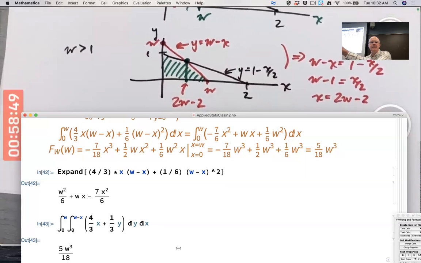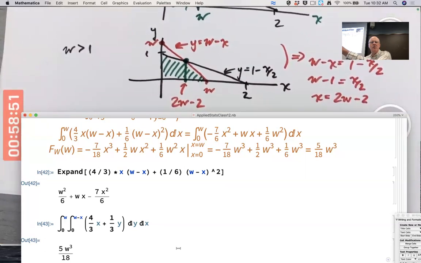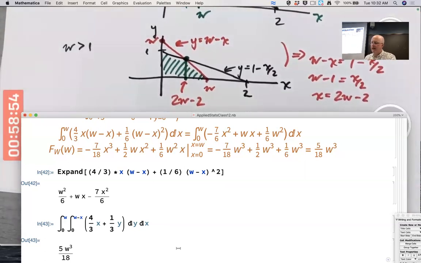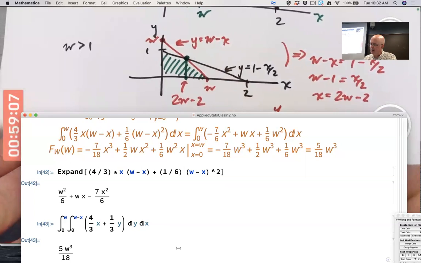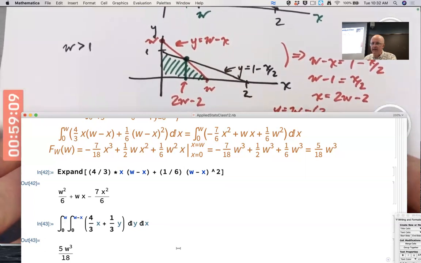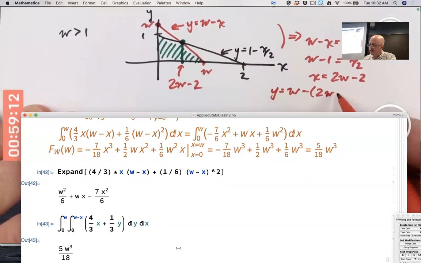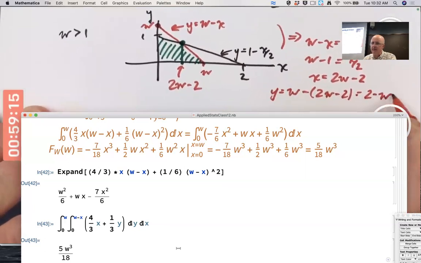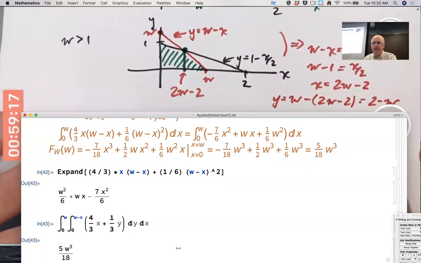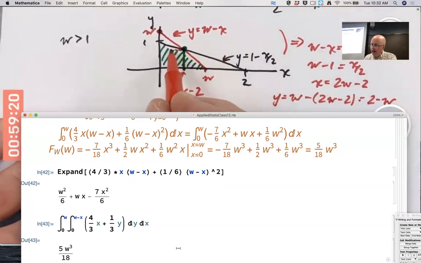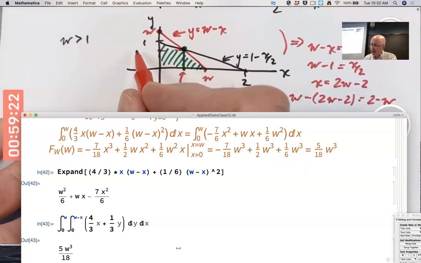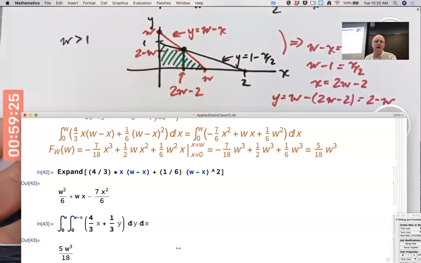Does that make sense? And that will be less than W when W is less than 2, which it is. And the y coordinate I could figure out by plugging this into, for example, there. The y coordinate would be W minus x, which is W minus this thing, and that'll be 2 minus W when you simplify it. Actually, we don't really need the y coordinate, but I can find it anyway.